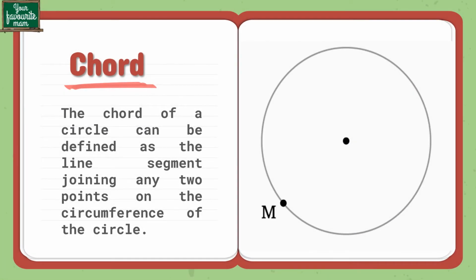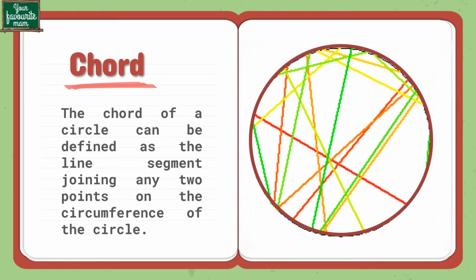Next, we're going to talk about chord. The chord of a circle can be defined as the line segment joining any 2 points on the circumference of the circle. So basically, the chord of a circle is a straight line segment whose endpoints both lie on the circle. And a chord that passes through the circle's center point is called the circle's diameter. There are infinite points on a circle, so therefore we can draw infinite number of chords of given length. Hence, a circle has infinite number of chords.